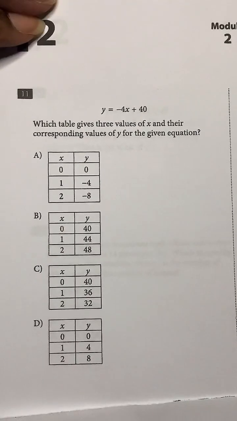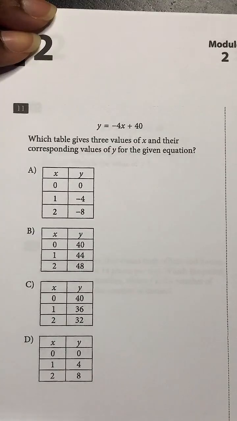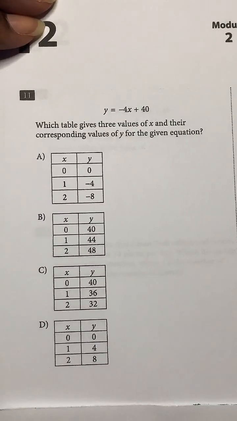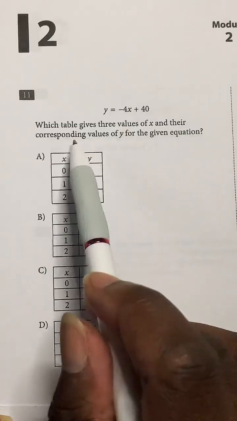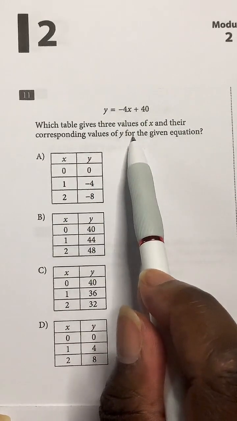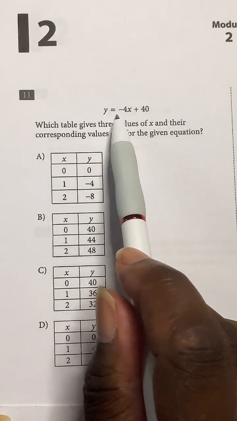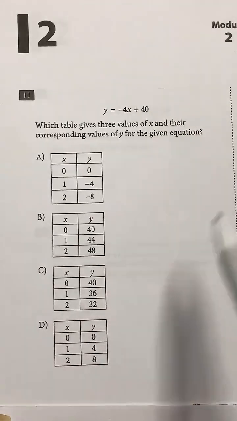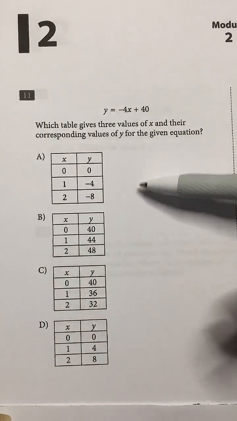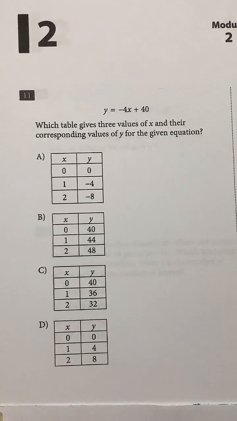All right, which table gives 3 values of x and their corresponding values of y for the given equation? So the given equation is y equals negative 4x plus 40. So is it choice A, B, C, or D?